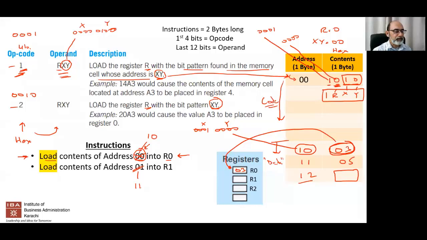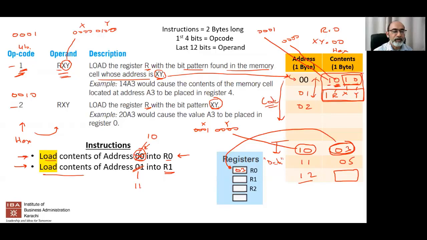If you've been able to understand this, now let's try the next instruction. Load contents of address 11 into register R1. Notice that the instruction itself is 2 bytes long. This whole thing is 2 bytes long, right? Because 10 itself will take 8 bits and the XY will take 8 bits. So it's actually going to occupy these two locations already. The first instruction has now occupied 2 bytes in memory, okay? So this next instruction is going to be at location 02.